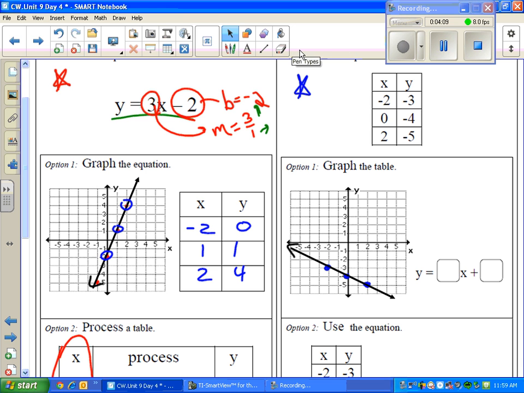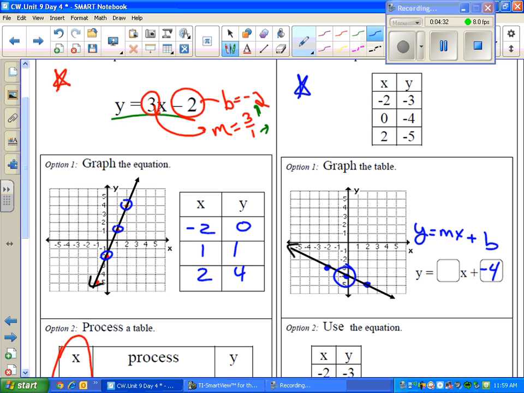Now, from the graph, we can read the graph to come up with the values for our equation. We know we have the equation y equals mx plus b, so we have to find b, which is our y-intercept. If x equals 0, y equals -4. So -4 goes right in here.